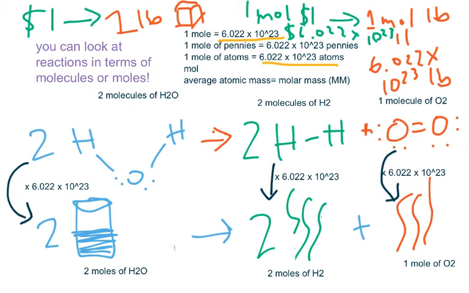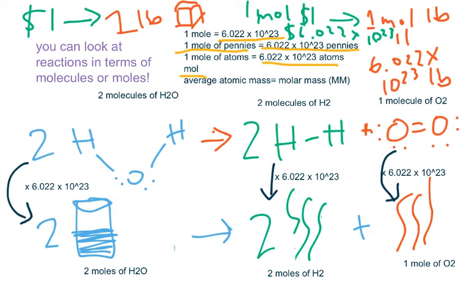Now let's do an example in real life. 1 mole of pennies will be 6.022 times 10 to the 23rd pennies. That's a lot of pennies, and I think you would be very rich if you had a mole of pennies. So the symbol for a mole is just mol, not surprising there.